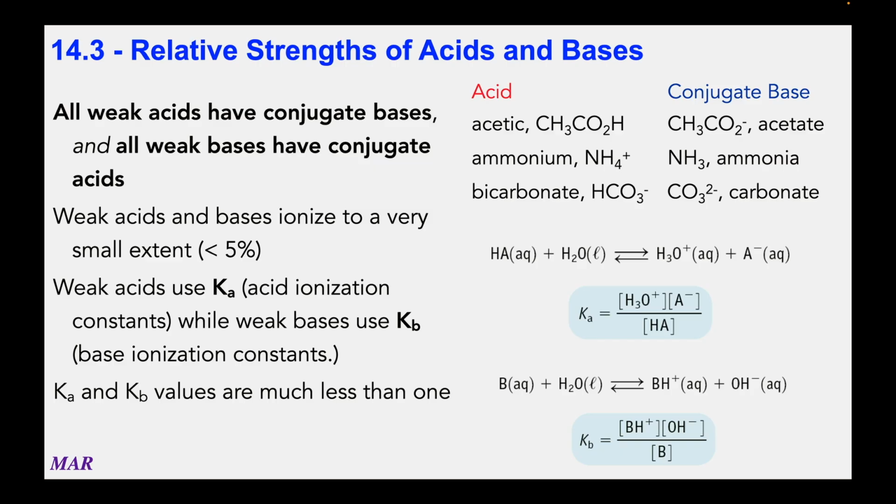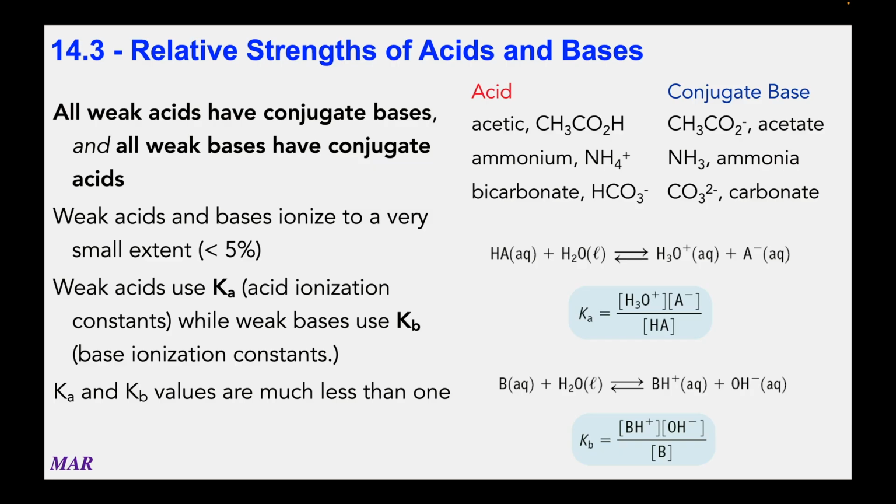Now, for any weak acid, Ka is going to equal hydronium, H3O+, times the conjugate base A- divided by the concentration of your weak acid. And there are no exceptions to this. All Ka expressions will follow this. All Ka expressions will have a hydronium.